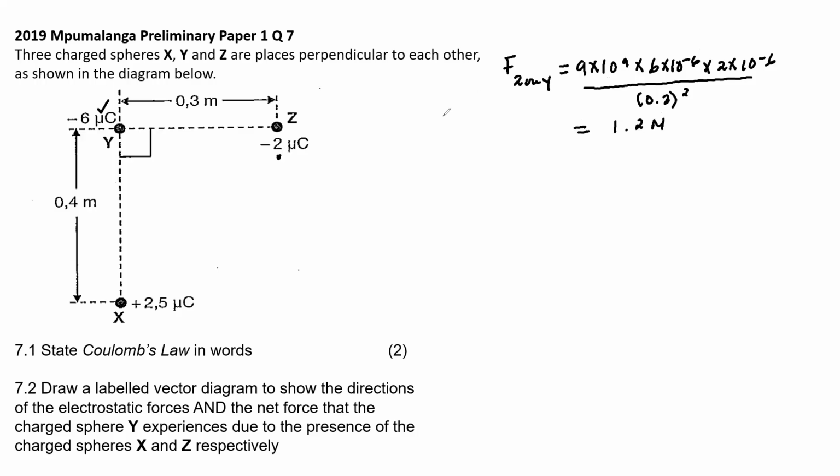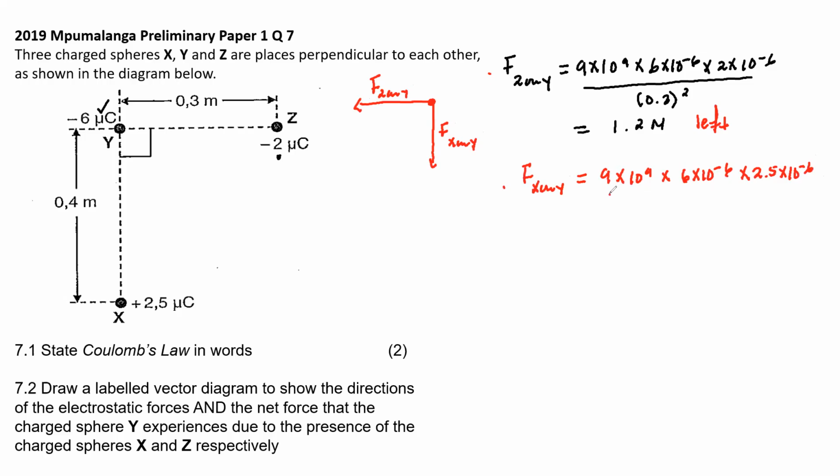And judging by our diagram, just as a reminder again, it's like this. So it's the force Z on Y and the force X on Y. This one is to the left. So it's the type of force to the left. So we can get the one done by X on Y. Force X on Y would be, again, 9 by 10 to the power 9 multiplied by the individual charges there. So I've got the 6 by 10 to the power negative 6 again, and that again 2.5 by 10 to the power negative 6.